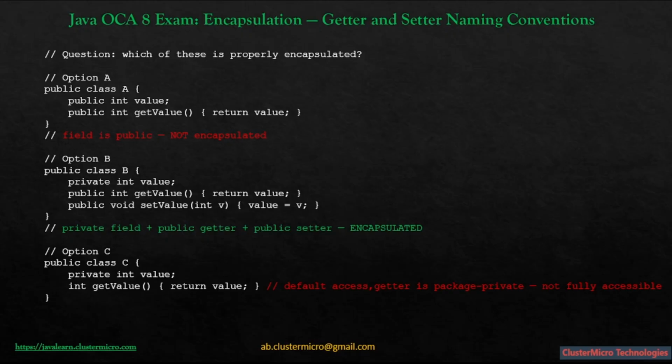public class B { private int value; public int getValue() { return value; } public void setValue(int v) { value = v; } } The value is private, with no direct external access. getValue is public, controlling read access, right? setValue is public, controlling write access. All three pieces are in place and all at the right access level.